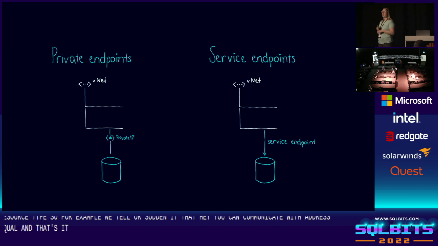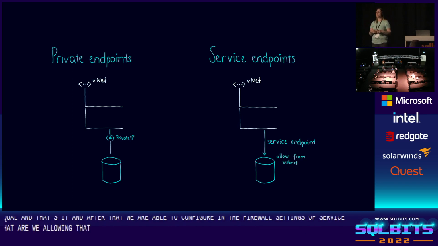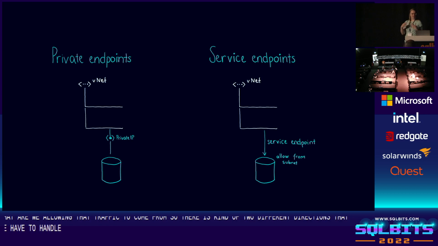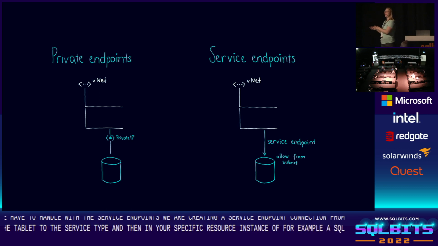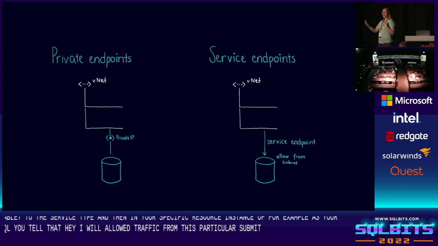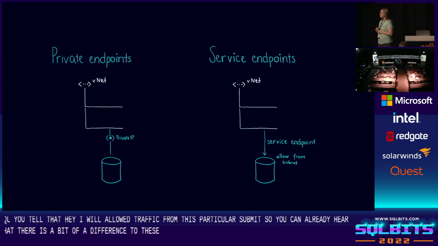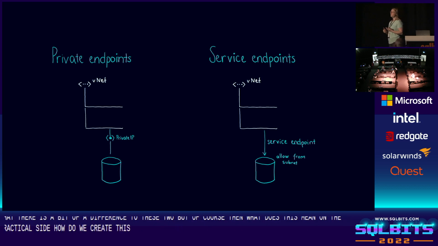And that's it. And after that, we are able to configure in the firewall settings of this service what subnet we are allowing that traffic to come from. So there is kind of two different directions that we have to handle with these service endpoints. We are creating the service endpoint connection from the subnet to the service type, and then in your specific resource instance of, for example, Azure SQL, you tell that, hey, I will allow traffic from this particular subnet. So you can already hear that there is a bit of a difference to these two, but of course, then what does this mean on the practical side? How do we create these differently?